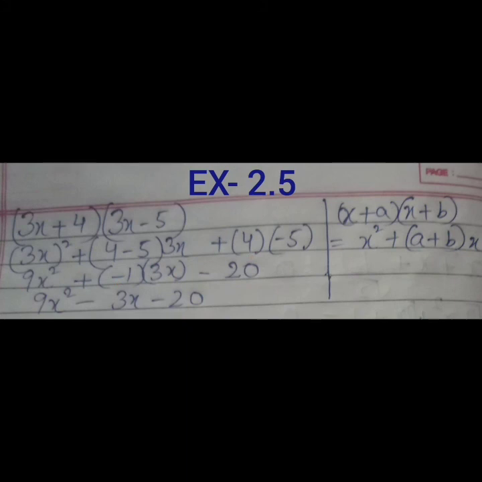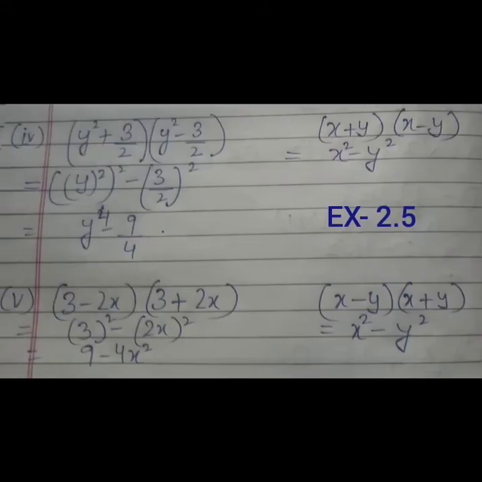Okay, now we see the next one. The fourth part is y square plus 3 by 2, y square minus 3 by 2. Here we have this variable common, y square, but we have the constant also common.